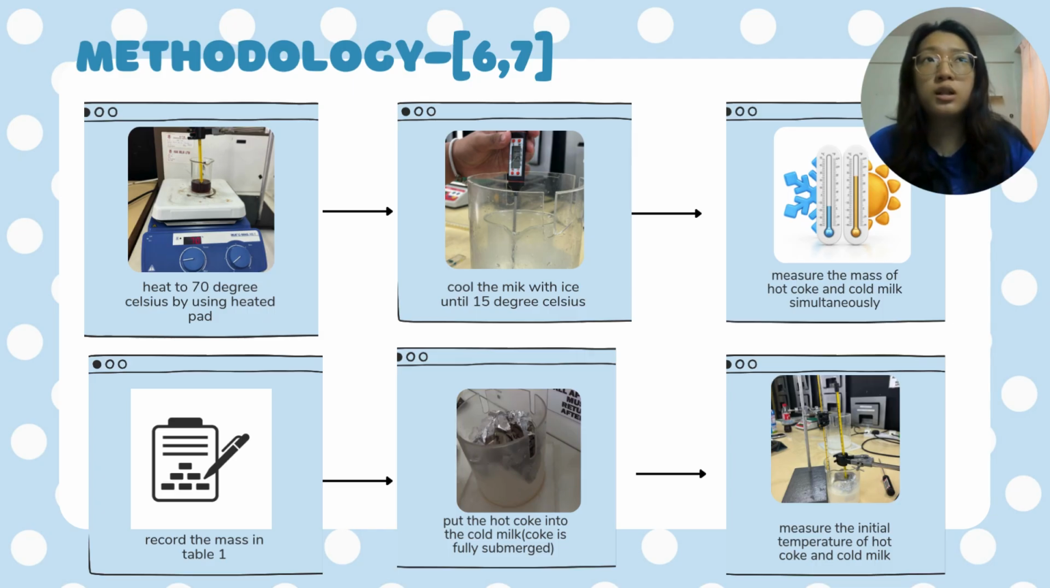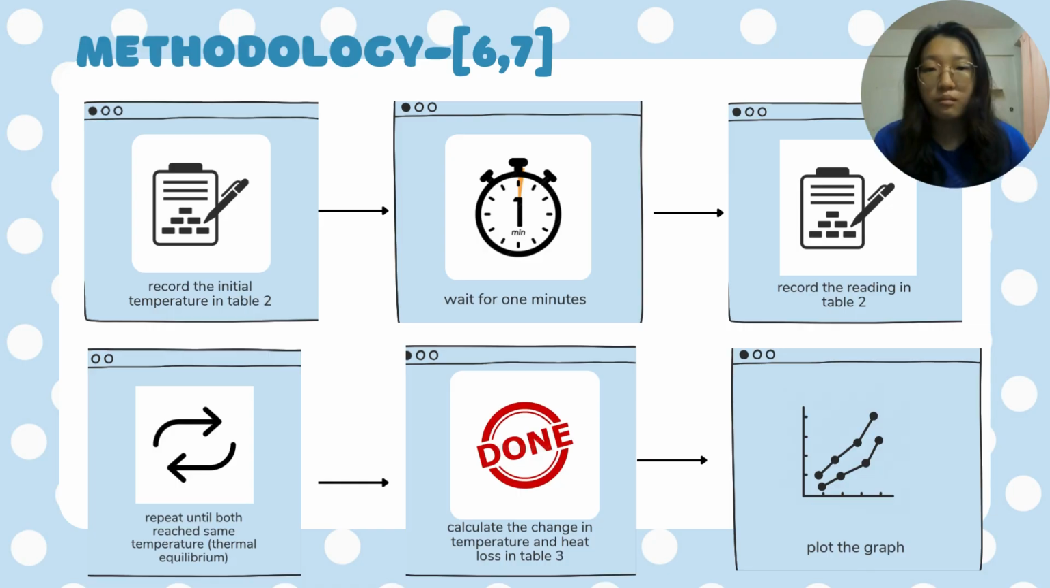After that, we put the hot coke at 70 degrees Celsius into the cold milk. The big beaker holds the cool milk, and the small beaker holds the hot cola. After putting the small beaker into the big beaker, we set two thermometers to measure the initial temperature of the hot coke and the cold milk.